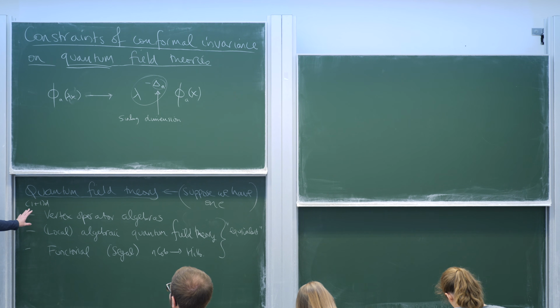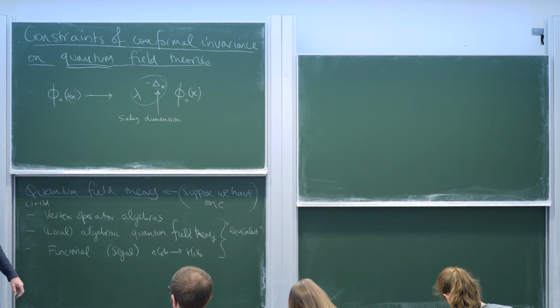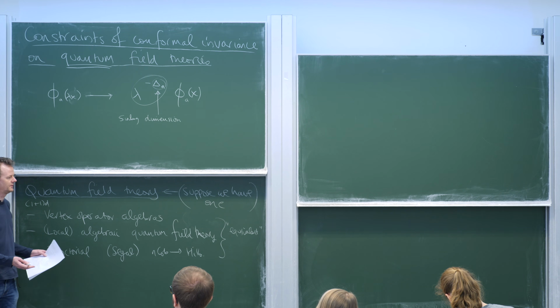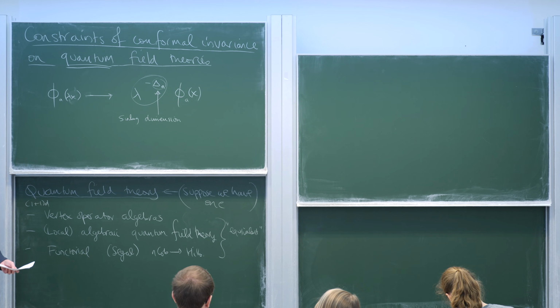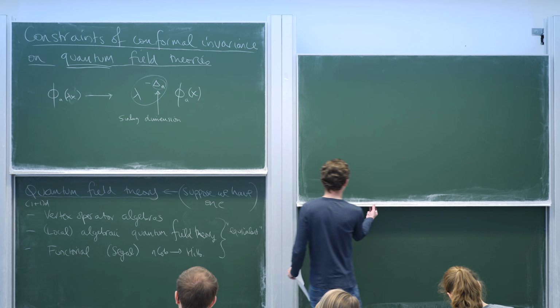Instead, I guess the approach that we're going to take in this course will be closest to this vertex operator algebra approach. We're going to just give a laundry list of data that a quantum field theory ought to supply and then see what the consequences are of conformal symmetry.